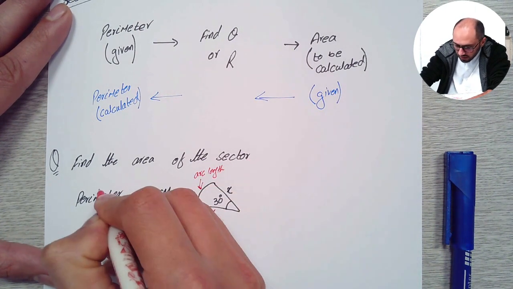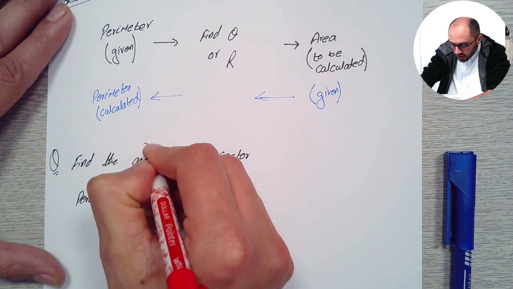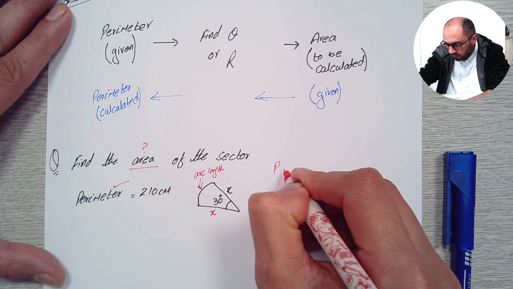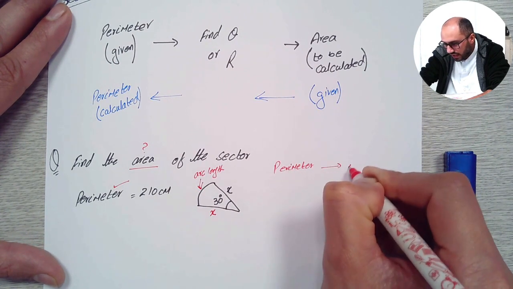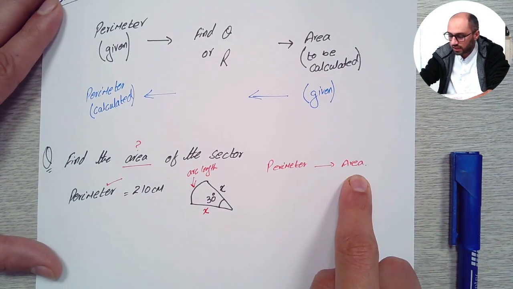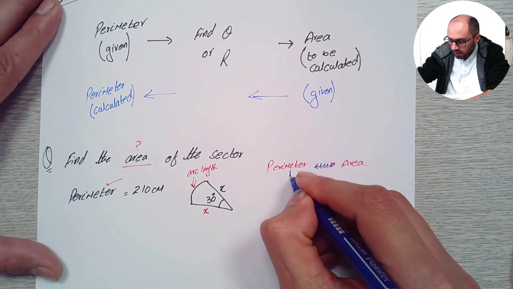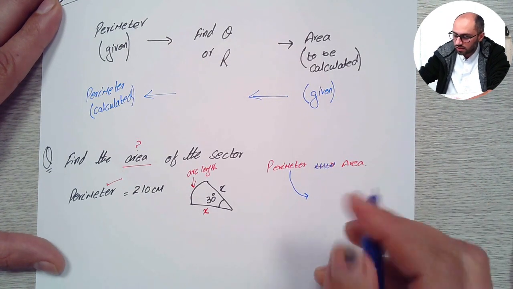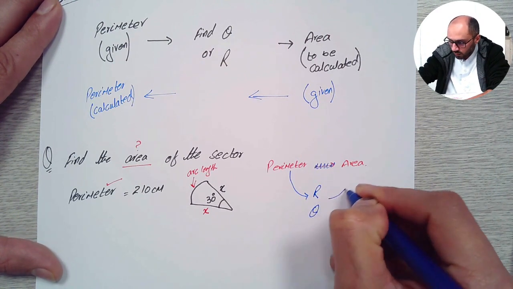And I've been given the value of perimeter, and the question says I need to work out area. So this means I'm going from perimeter to area. Now I know I can't go from perimeter to area directly. What I'll do is cross this section out and go find out something. In this case, it's going to be either the radius or the angle, and then I'll work out the area.